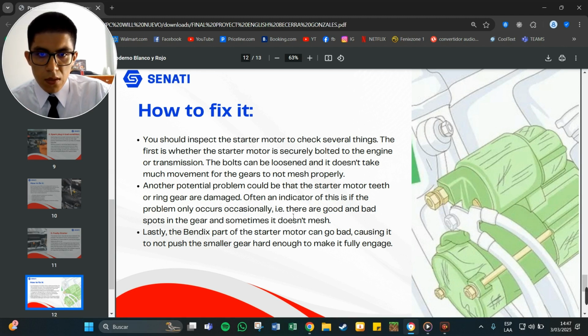There are good and bad spots in the gear, and sometimes it doesn't mesh. Lastly, the bendix part of the starter motor can go bad, causing it to not push the smaller gear hard enough to fully engage.